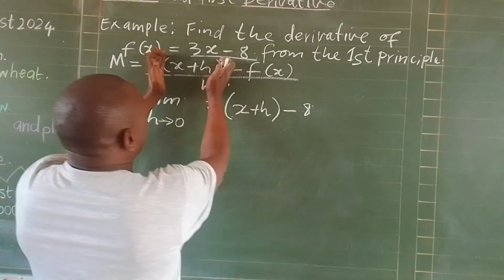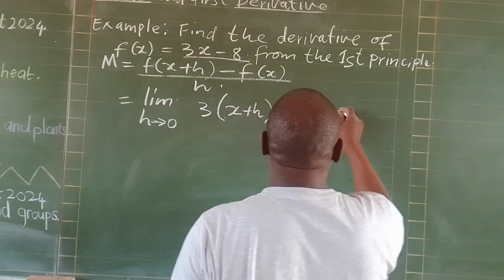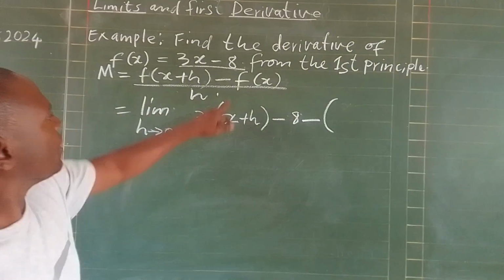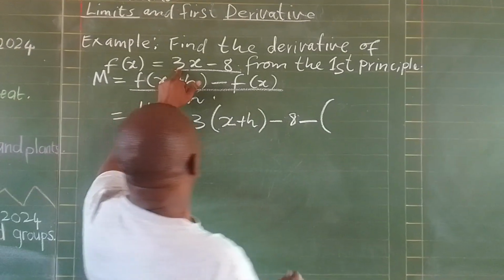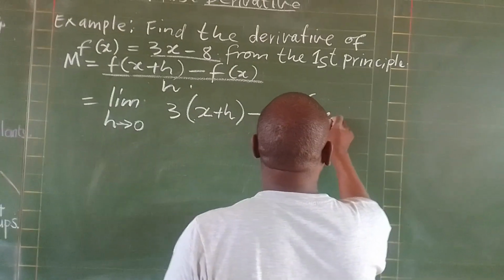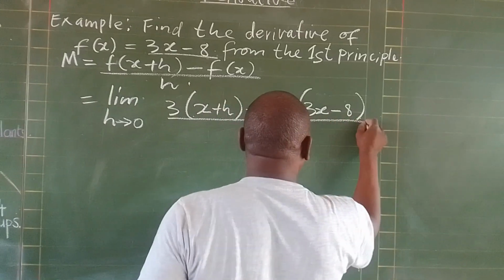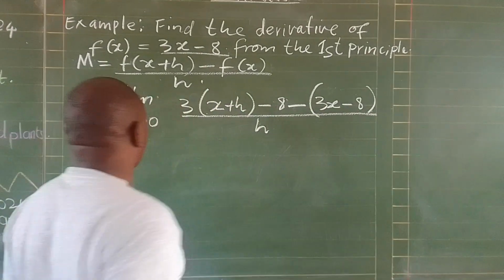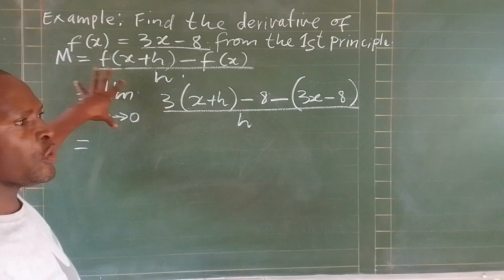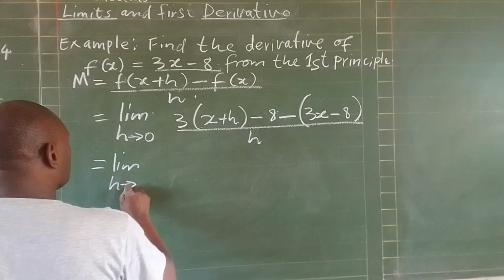This is the first part. The second part is minus, you put your bracket because there is a negative. Minus f at x. The f at x is given as 3x minus 8. Divide this all by h. Now you don't drop the limits, go along with your limits. The limit as h approaches 0.